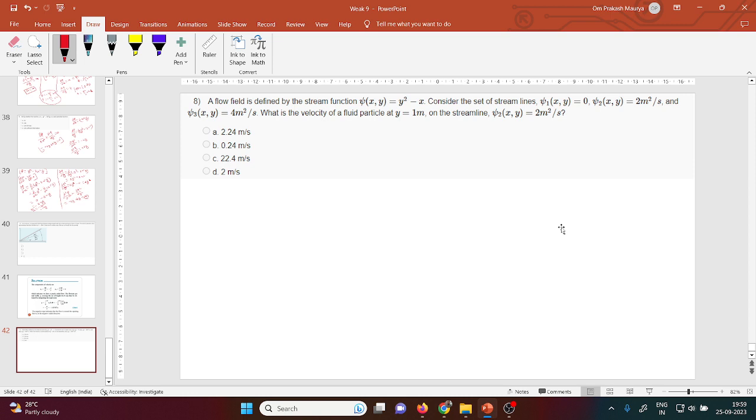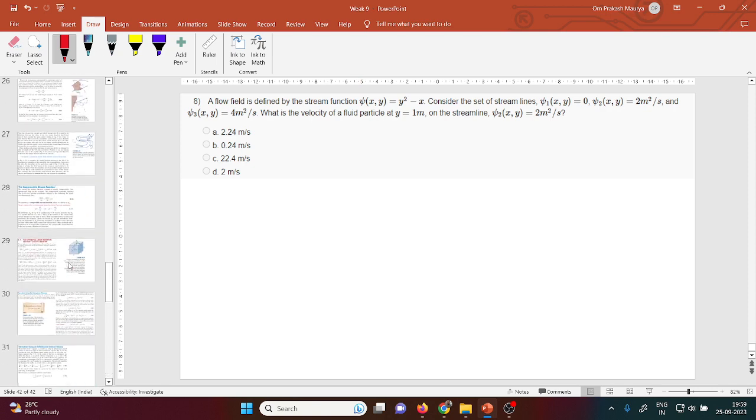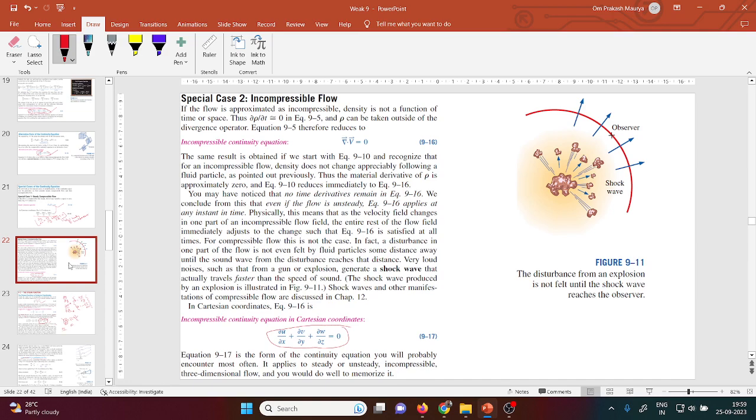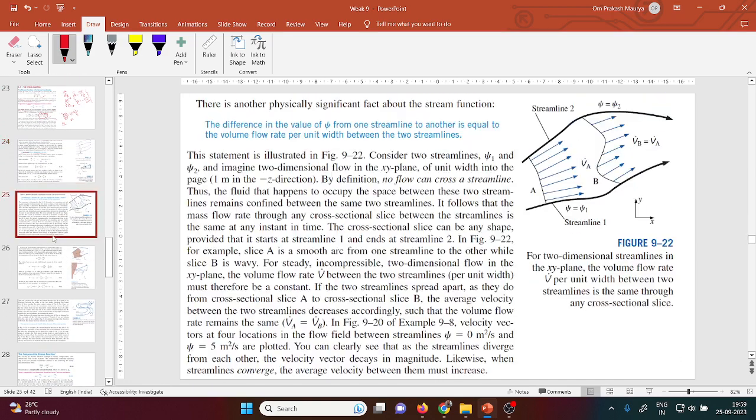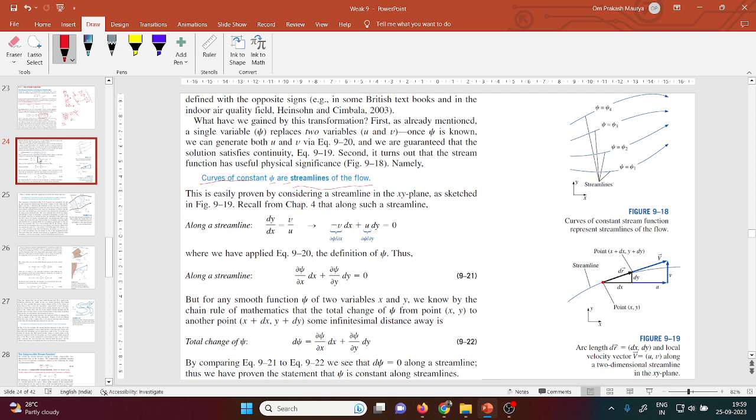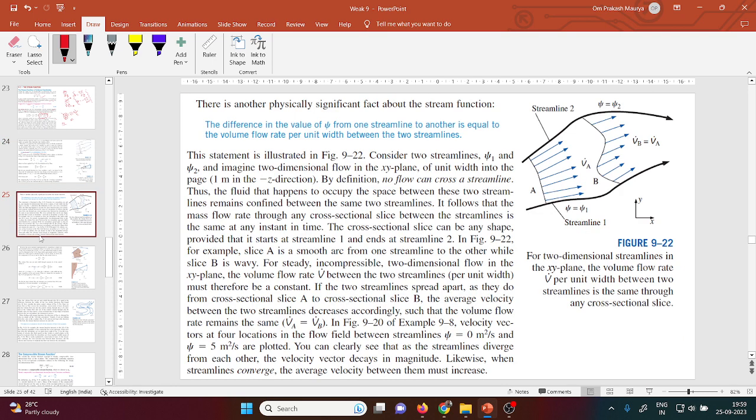I do not have the solution for this question, but if you want, I will discuss it in the next class and come with the solution. Now, I have some very important slides. You take the screenshot of these important slides. I think up to here we have discussed. Have you taken the screenshot of the stream function or not? Yes, I've taken it. Yes, take a screenshot of this also.